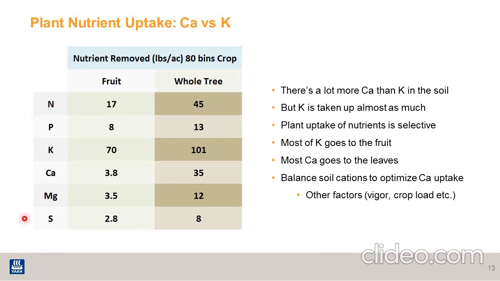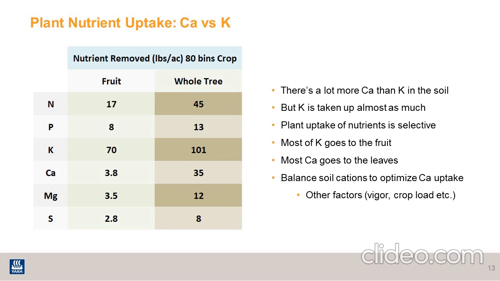What I'm showing you in this table is the nutrient removal by the crop every year. I'm using an example of Golden Delicious apples with an 80 bins per acre crop, or about 35 tons. If you look down here, you can see that the fruit itself removed about 70 pounds of potassium per acre. If you look at the whole tree, including the fruit, the leaves, and the wood, that crop needed about 101 pounds of potassium per acre to grow. When you compare that to calcium, you can see a much lower value of 35 pounds per acre needed for growth.